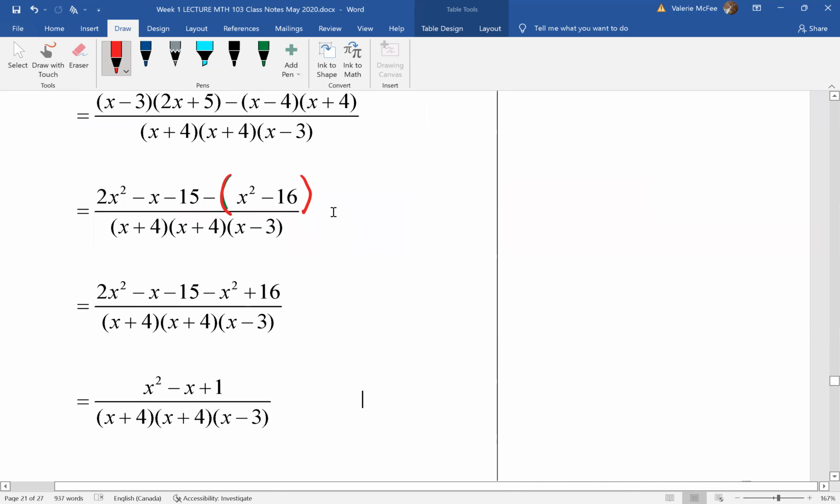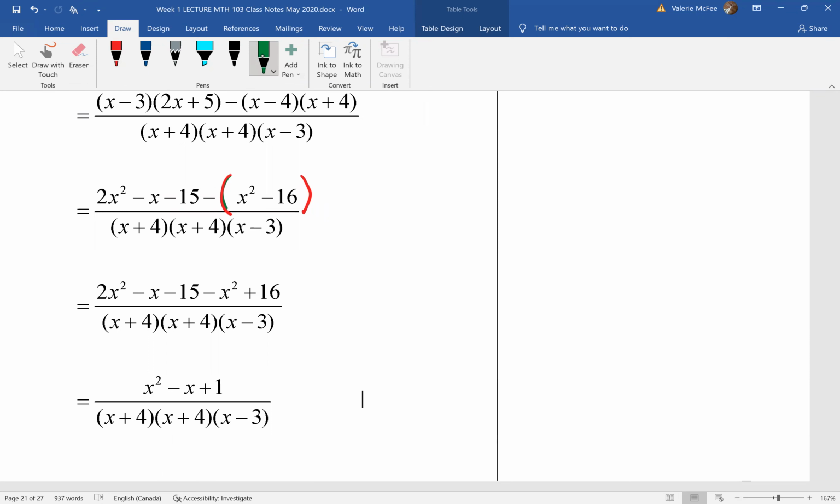And your final answer, x squared minus x plus 1 all over x plus 4 times x plus 4 times x minus 3. It cannot be simplified any further. That numerator can't be factored. And we have 2 restrictions. X cannot equal negative 4 or positive 3.